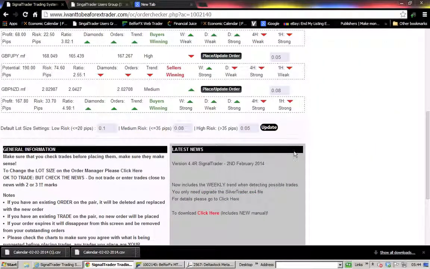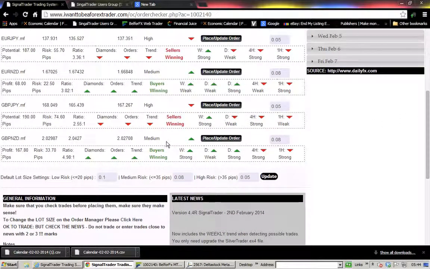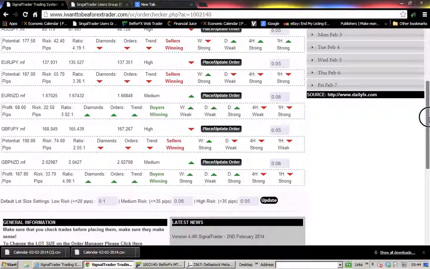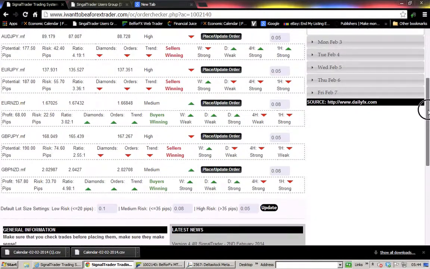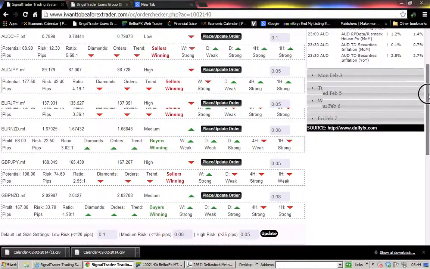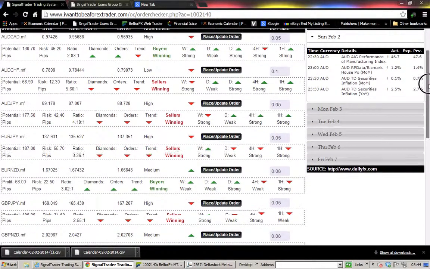Any others that are going to be interesting today? Let's have a look. Sometimes you can take trades where everything's like this and just the weekly one is bullish. However, be aware it may retrace very fast. So are there any others here where everything's in line?